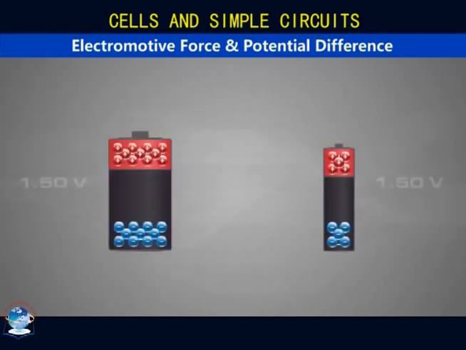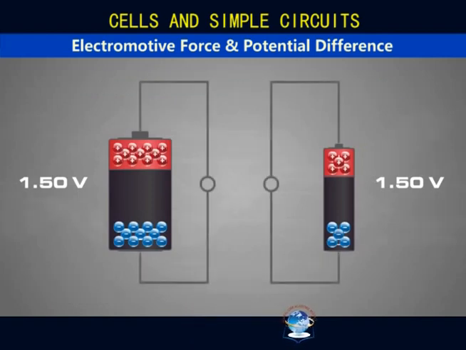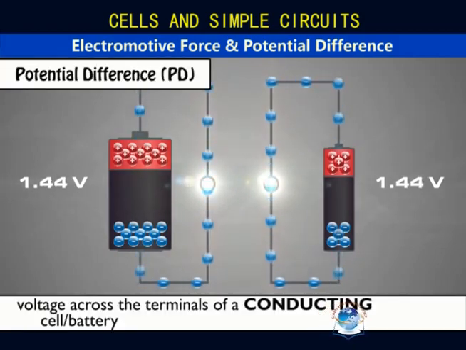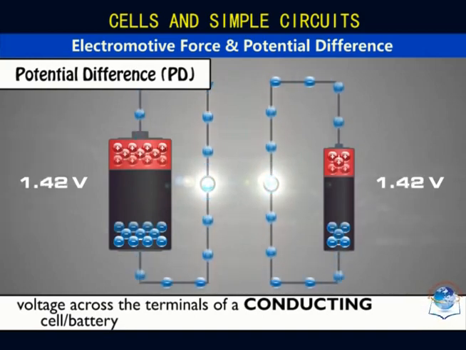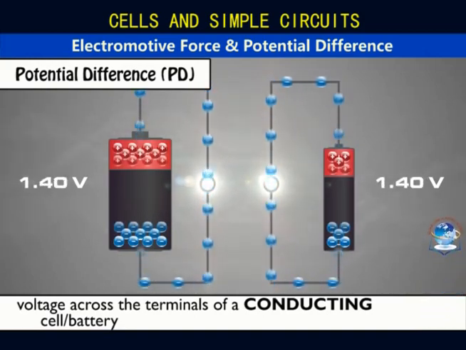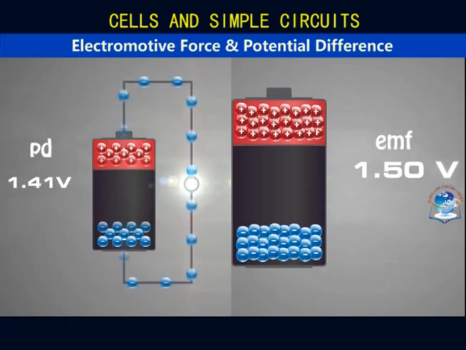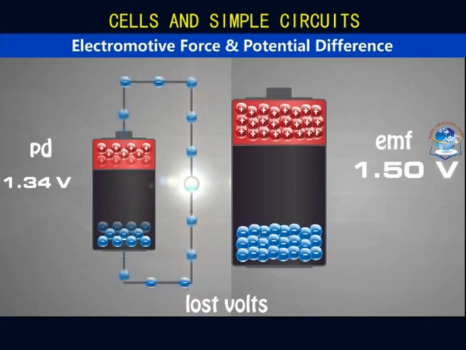When a battery is not conducting any current, the voltage across its terminals is called the electromotive force, EMF, or the unloaded voltage. But when the cell is conducting, the voltage across its terminals is called the potential difference. This is what drives the current through the circuit. Potential difference is usually less than the EMF. The difference is known as the lost volts.